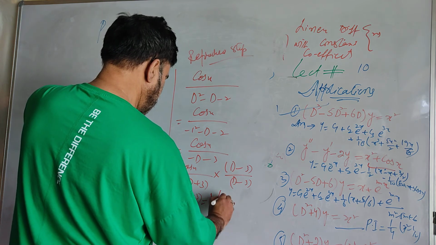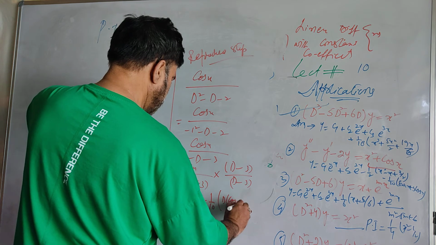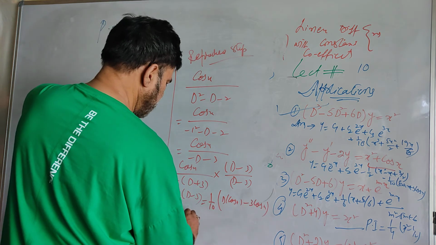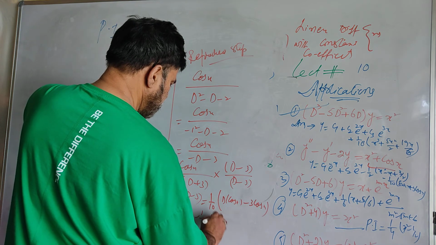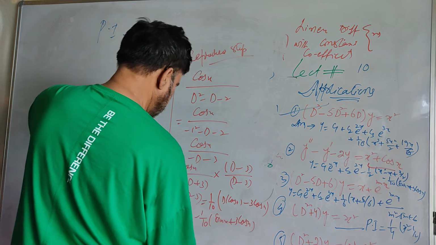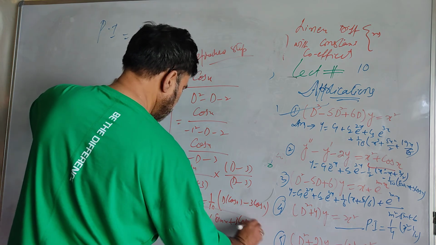Then d of cos x minus 3 cos x. Then d of cos x is minus sin x. It is minus 1 by 10 sin x plus 3 cos x. This is I2. This is your I2.